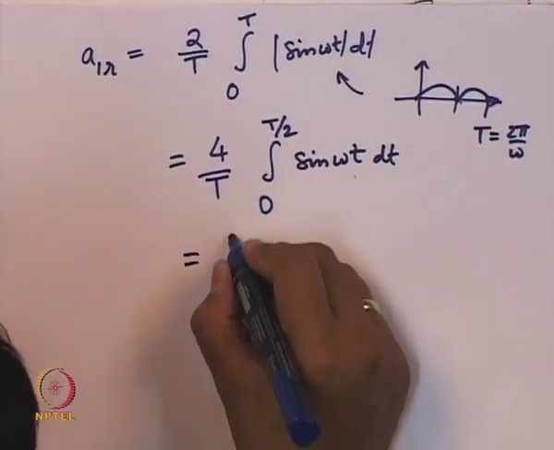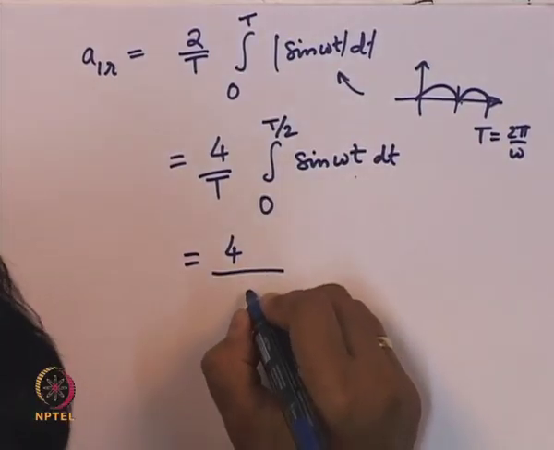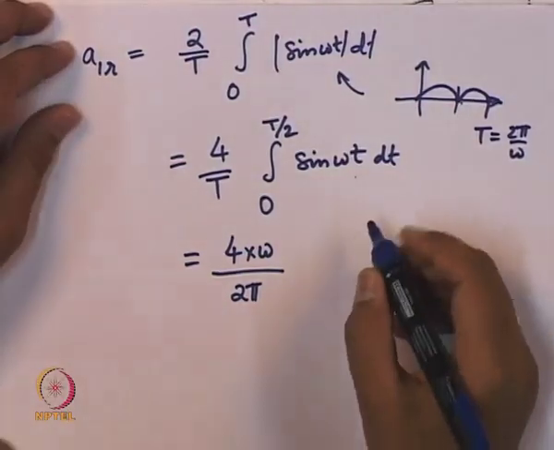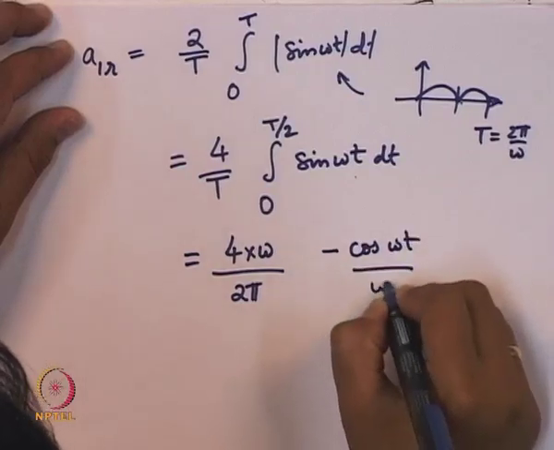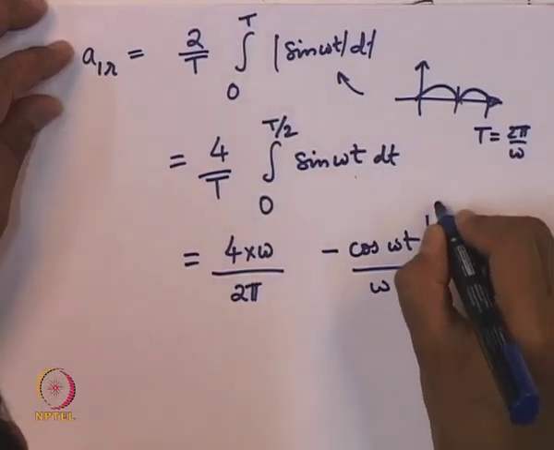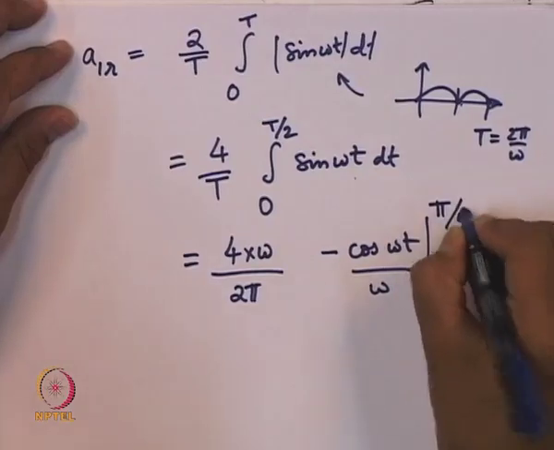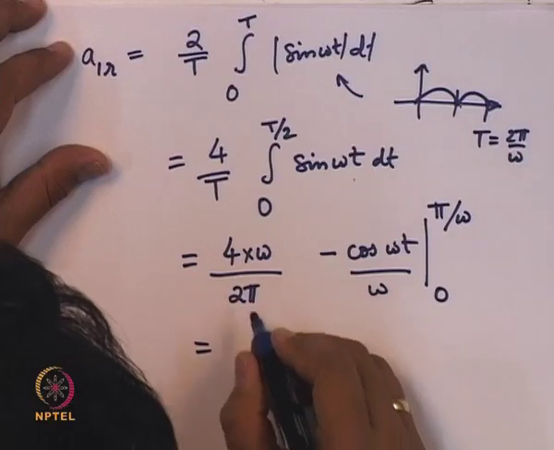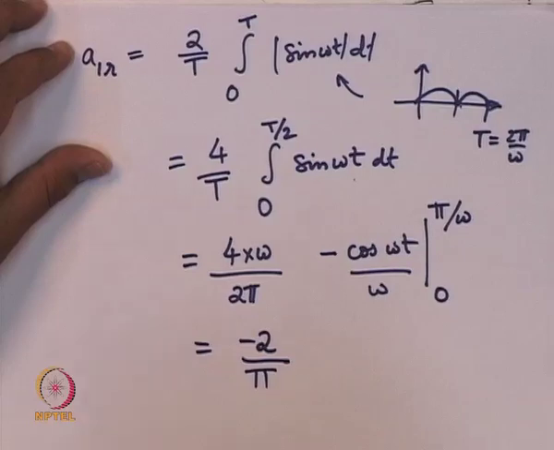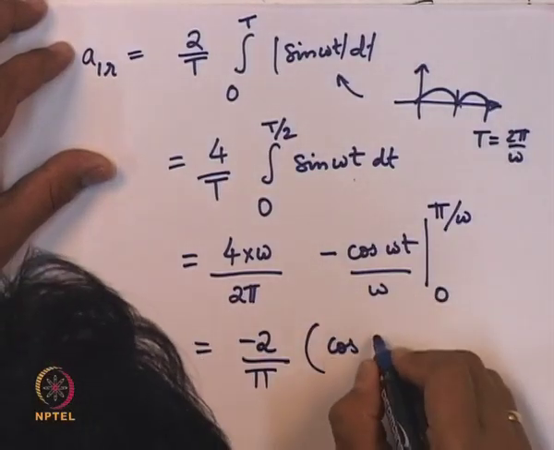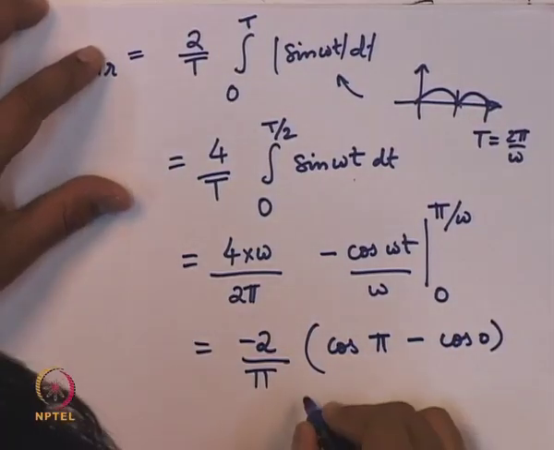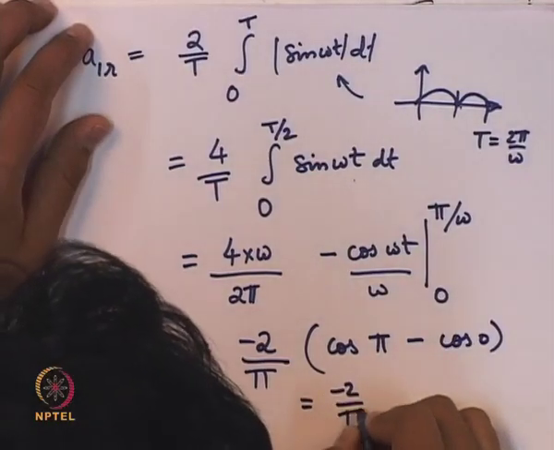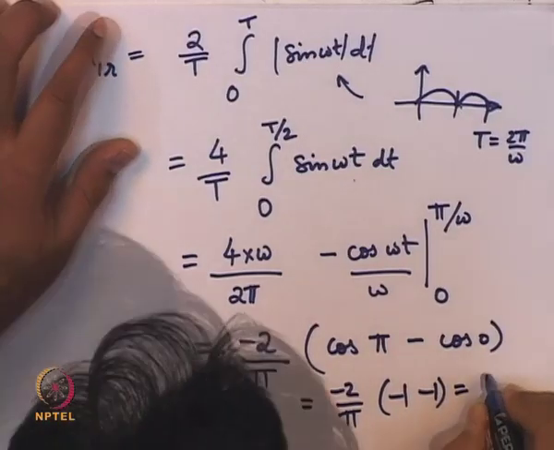So that is equal to 4 divided by T, where T is 2 pi by omega. So we are going to get 2 pi here into omega of the integral of sin omega t. The integral of sin omega t is minus cos omega t divided by omega, evaluated from 0 to T by 2. T is 2 pi over omega, so T by 2 is pi over omega. So omega cancels, and we have 2 minus 2 over pi times cos of pi minus cos 0. Cos of pi is minus 1 and cos of 0 is plus 1. So we get minus 2 over pi times minus 1 minus 1, that gives us 4 over pi.